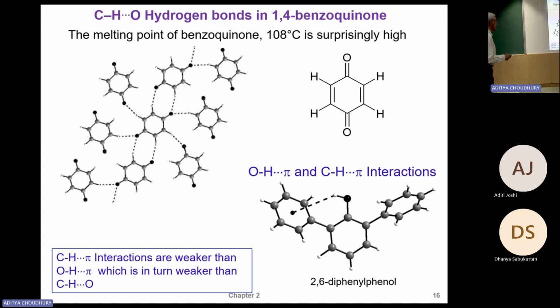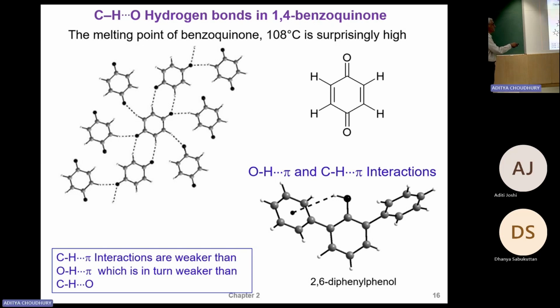I'm going to talk about some exceptions and some examples of CHO interactions, where it is predominant in the crystal structure. This is quinone. Take a look at the crystal structure, how this quinone is associated through CHO hydrogen bonds. This is quinone oxygen. So you can see that they are nicely, complementarily hydrogen bonded to form a sheet-like structure.